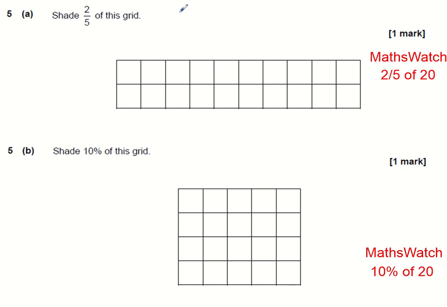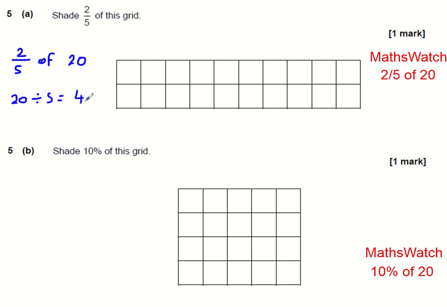Question 5. Shade 2/5 of this grid. Now if we count the number of squares in this grid, there are 20 of them, which means we need to find out what is 2/5 of 20 and then shade that many squares. In order to find a fraction of an amount, we need to split that 20 equally into 5 sections. So we're dividing 20 by 5 to begin with. So 20 divided by 5 is 4.